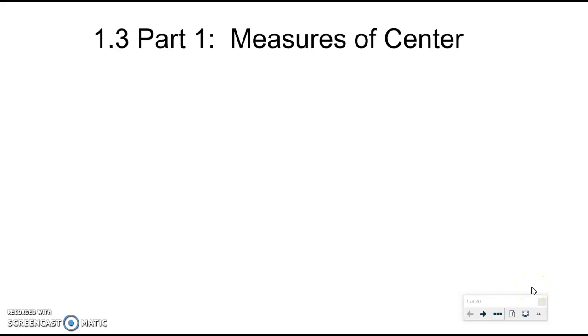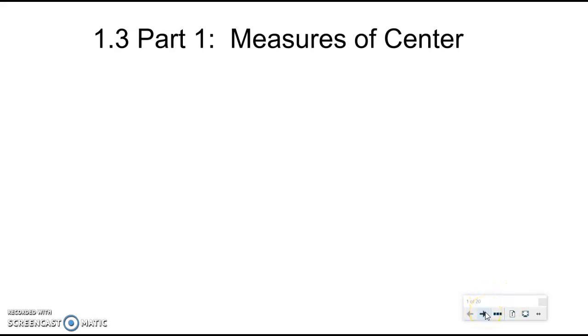Okay, guys, so we're going to be looking today at lesson 1.3, and we're going to break this up into three parts. We're going to talk about measures of center in this first video, and then we're going to talk about measures of variability, and then we're going to be talking about another type of graphical representation in statistics called a box plot, and we're going to focus specifically on a box and whisker plot.